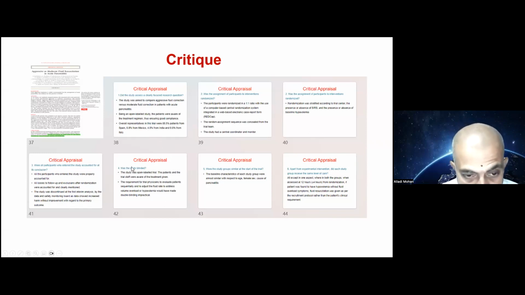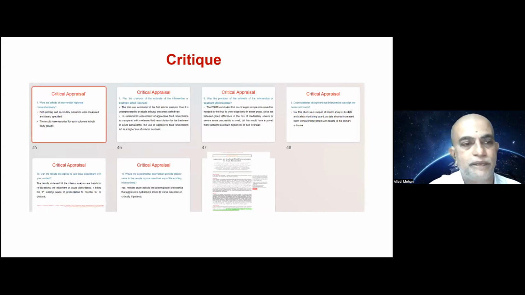Was the study blinded? This study was open labeled. The patients and the trial staff were aware of the treatment. Naturally, in open label studies, the evidence rating comes down. Were the study groups similar at the start? Apart from the experimental intervention, did each group receive the same level of care? Were the effects of the intervention reported comprehensively? Was the precision of the estimate of the intervention or treatment effect reported?